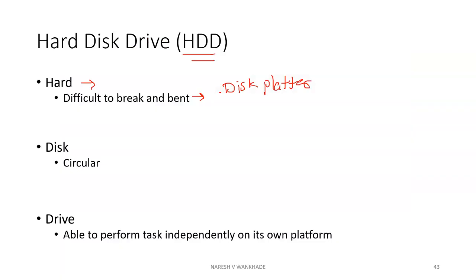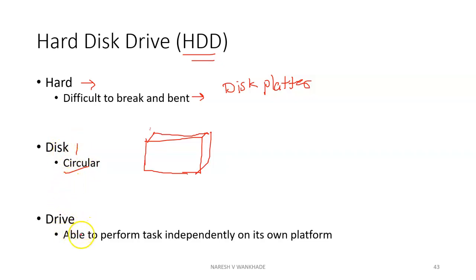Then the second word is disk. Whenever something is circular, we call it a disk. If we see the hard disk drive externally, it looks rectangular in shape like this. But the actual component inside the hard disk drive, that is the disk platter, is circular. That's why we have the word disk.